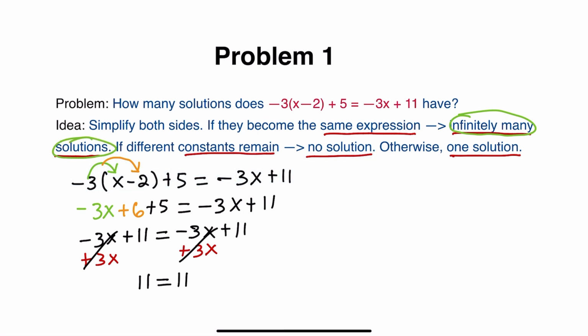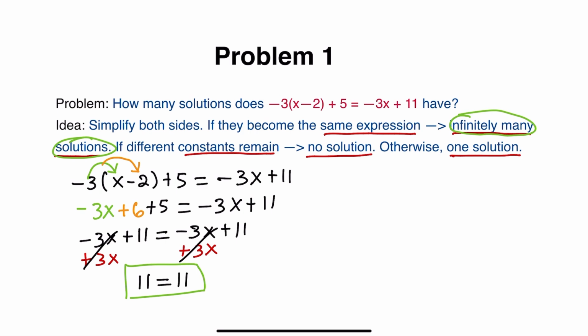All right, so great job. I want you to remember if variables cancel and you get a true statement like 11 equals 11, it's an identity. And that's just saying that the solution is all real numbers.